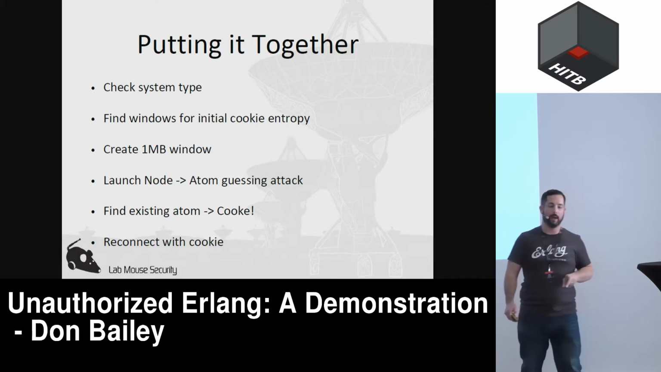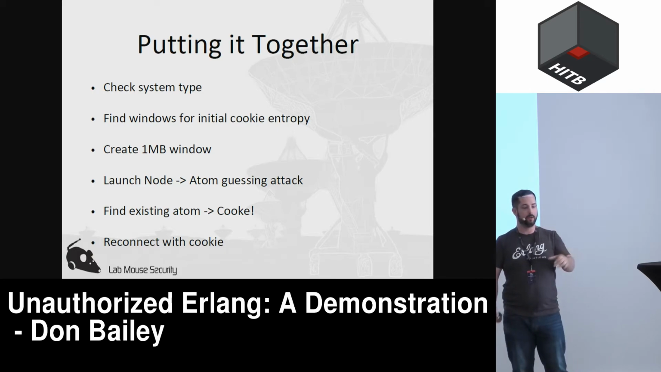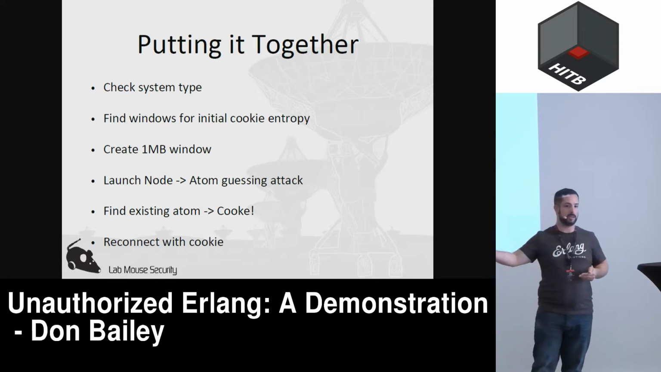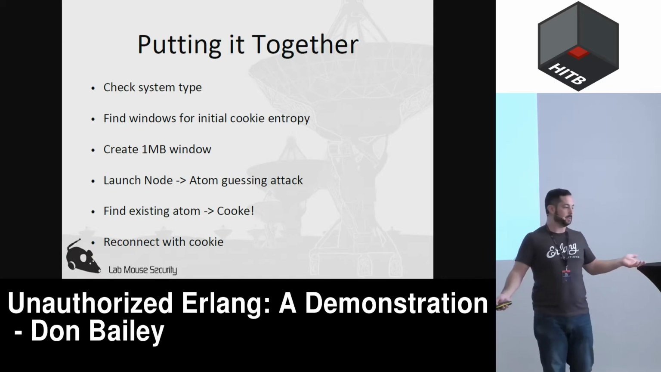Once you find that and you see the delta is different, it's much, much shorter because it didn't have to generate the memory to store that atom. You can drop the connection and then reconnect trying that cookie. If it doesn't work, try the attack again, keep iterating until you find another one. So that's literally it. That's all you have to do.